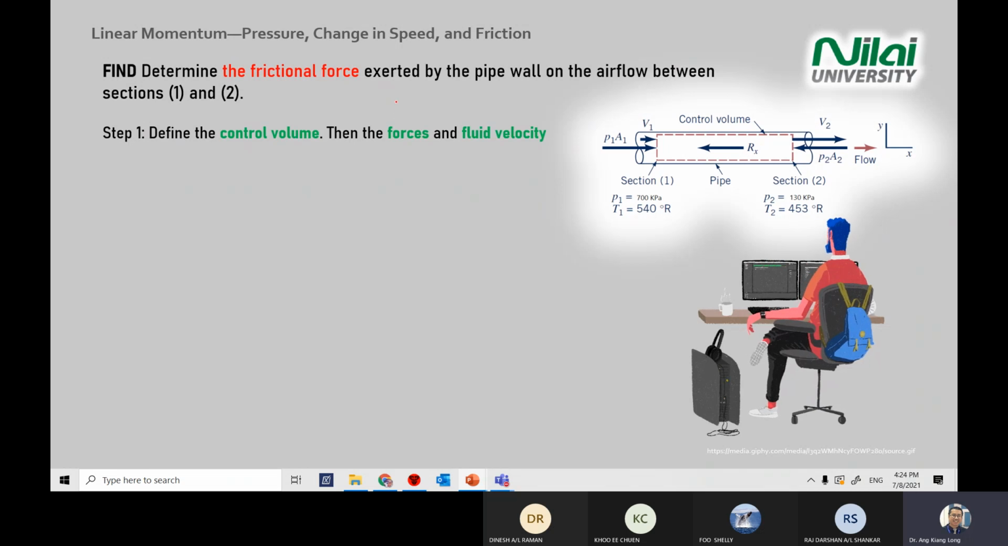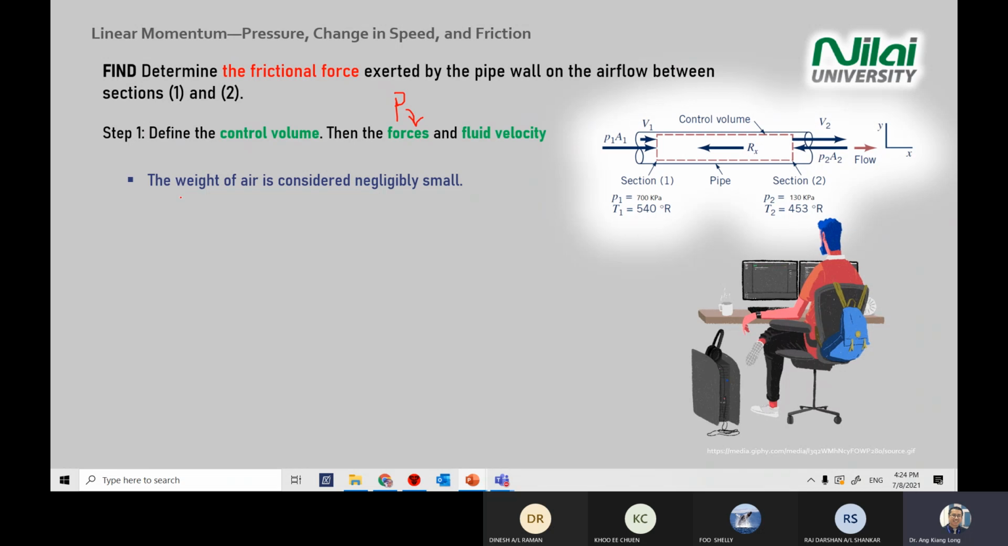Most of the time you need to convert pressure to forces by using the product of pressure times cross-section area. Fluid velocity, you need to check. In this case, fluid velocity is given in the statement just now. V1 and V2 are given.